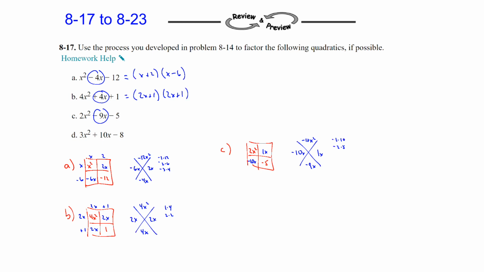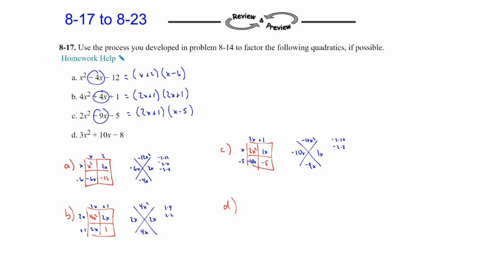And so to complete the rectangle, we're going to have a 2x times an x, because we need the 2 on top so that we can get 2x times minus 5 to get negative 10x, and then x times plus 1 to get x. So this is going to be equal to 2x plus 1 times x minus 5. And you can have the order of the x minus 5 first and the 2x plus 1 second.